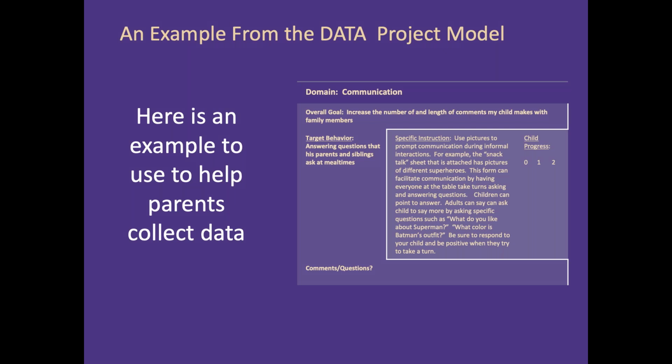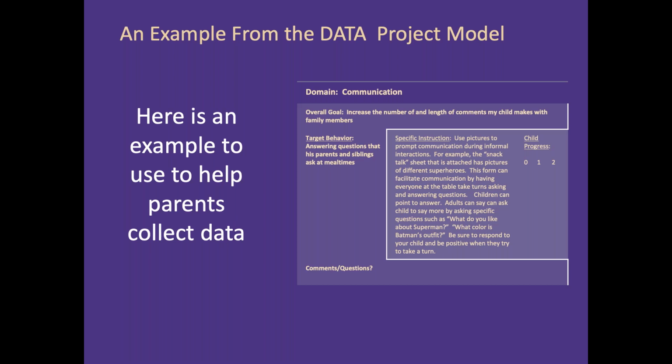If we think about changing how we think about goals, this form comes from the data project manual that is also published by Brookes. Rather than taking a goal where we still have the domain of communication, we simplify that goal to say we're still interested in increasing the number and length of comments my child makes, but now we're going to think about it with family members. And the target behavior is, of course, answering questions that parents and siblings ask. And then we're going to have specific instructions, so use picture prompts during informal interactions.